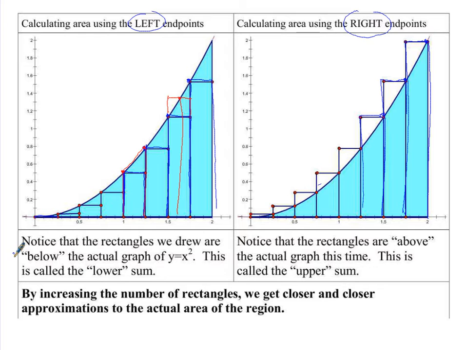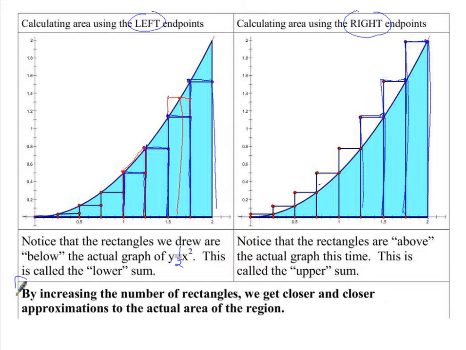Notice that the rectangles we drew are below the actual graph of y equals 1/2 x squared, incidentally. This is called the lower sum. It's called a lower sum because it's an underestimate. And then notice the rectangles are above the actual graph on this one. This is called an upper sum because we are creating an overestimate.